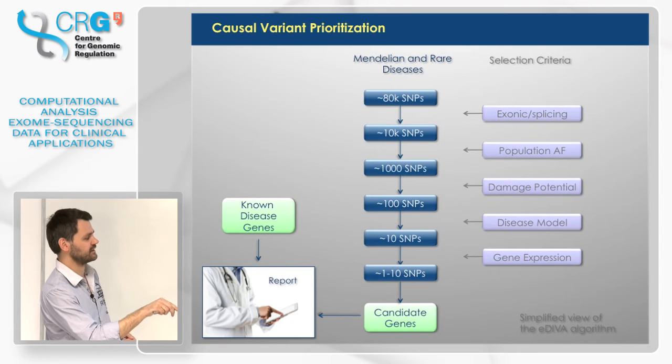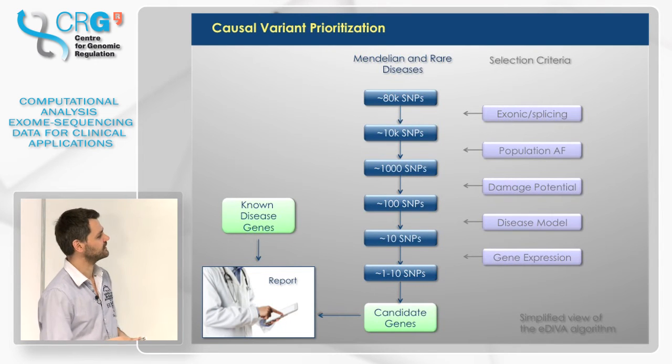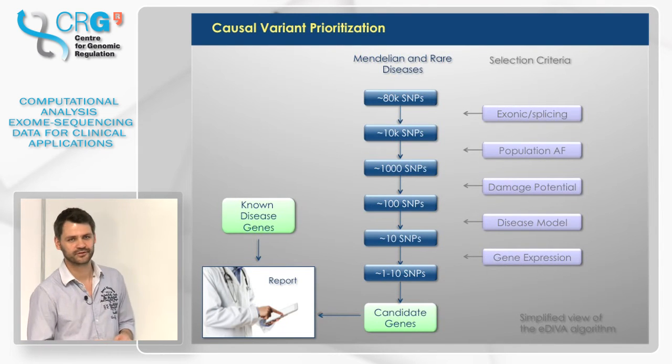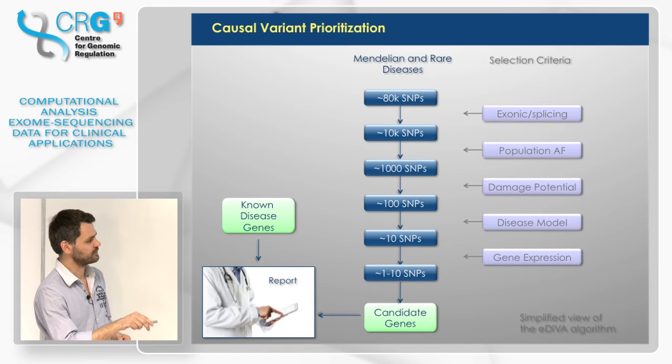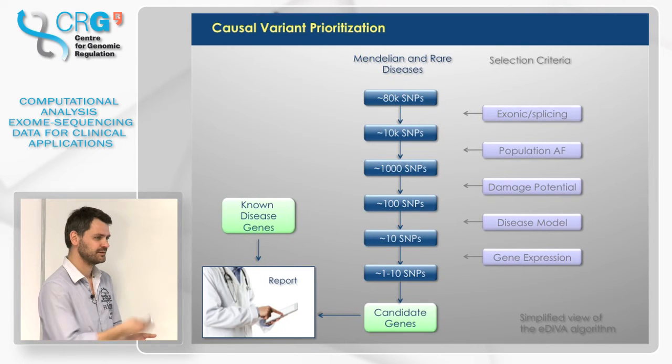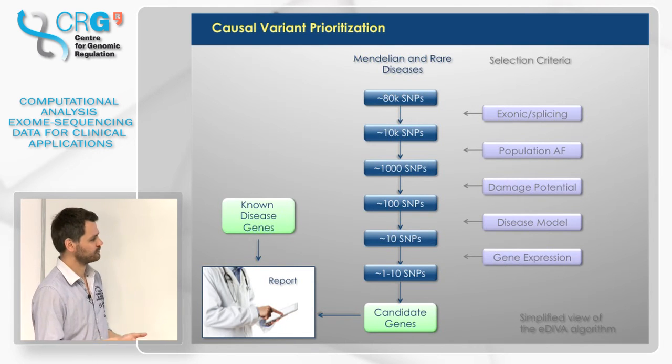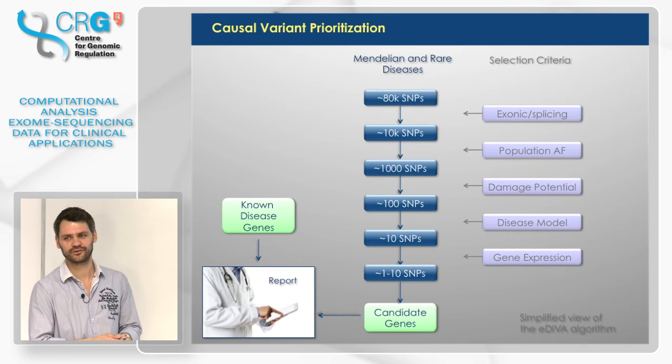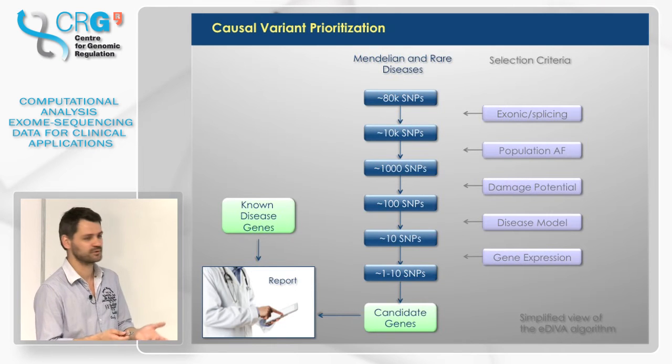The next step, and that is a bit dangerous, we do not suggest to use that as a hard cutoff, is the damage potential. So you could say if all the different tools like SIFT, PolyPhen and so on say that has no damage, you kick it out. In some cases, that might be wrong. And actually something that looks rare and not damaging is unfortunately damaging.